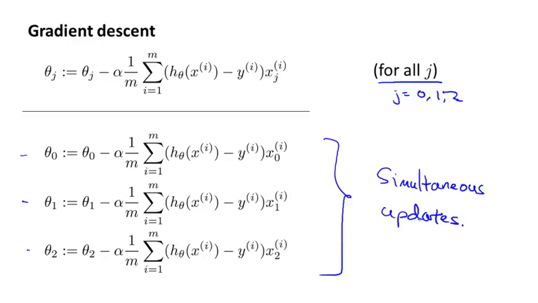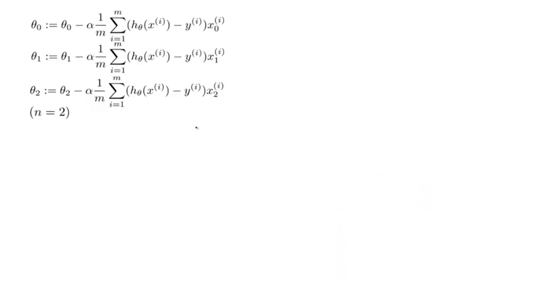So let's see if we can come up with a vectorized implementation of this. Here are my same three equations written in a slightly smaller font, and you can imagine that one way to implement these three lines of code is to have a for loop that says, for j equals 0, 1 through 2, update theta j or something like that. But instead, let's come up with a vectorized implementation and see if we can have a simpler way to compress these three lines of code, or a for loop that effectively does these three steps one step at a time. Let's see if we can take these three steps and compress them into one line of vectorized code.